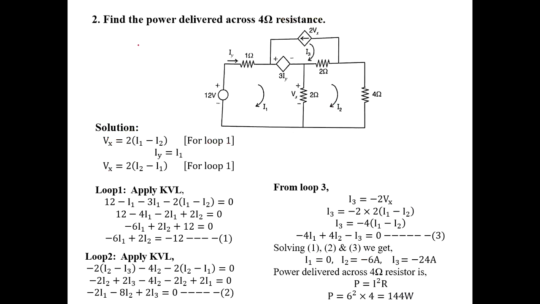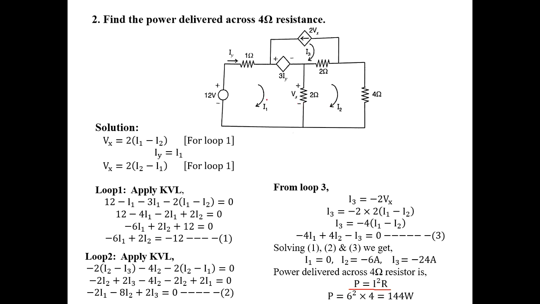Let's see the next problem. Find the power delivered across the 4 ohm resistance. We know that power P equals I squared into R. To calculate power, we need the current I. We know the resistor value is 4 ohm, and then we have to calculate the I2 value. Using the mesh method, we can calculate the I2 current.